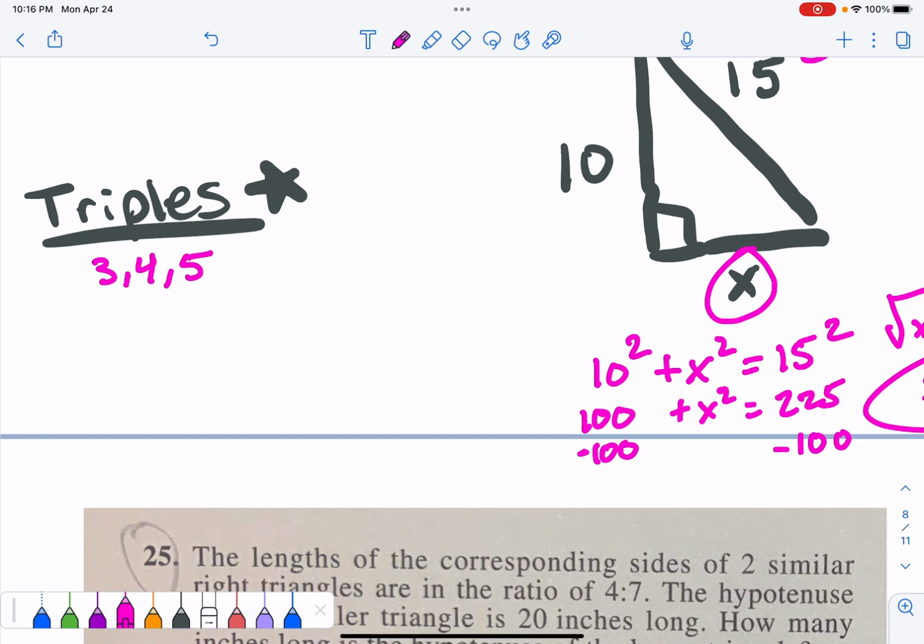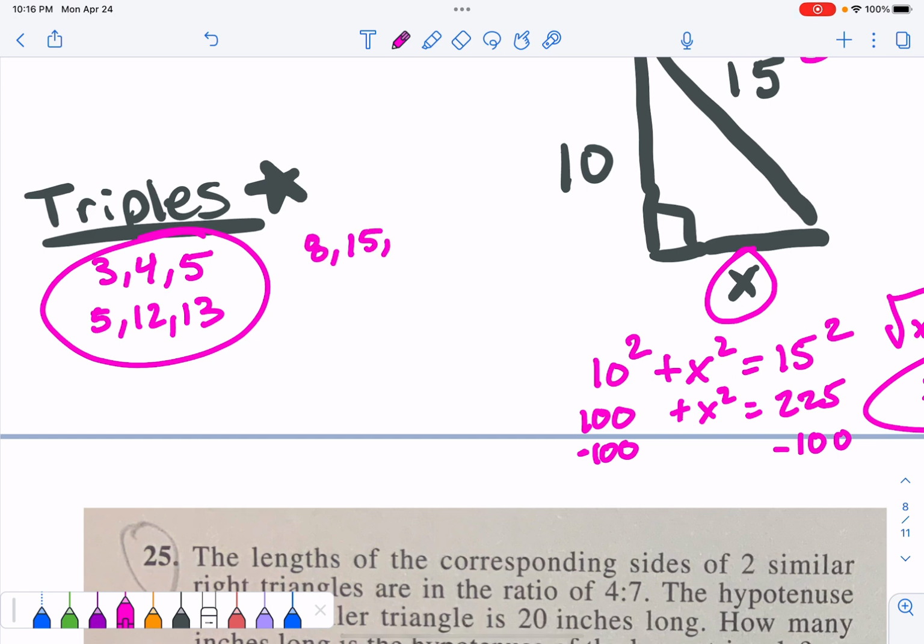In addition to 3, 4, 5, anything that's scaled up from that, like a 6, 8, 10, is technically the same thing as a 3, 4, 5. 5, 12, 13 is another. And those two are going to be the main ones that they're going to use on the ACT for Pythagorean triples. Otherwise, there's 8, 15, 17 is another one. 7, 24, 25, and 9, 40, 41 are going to be 3 of the other ones.